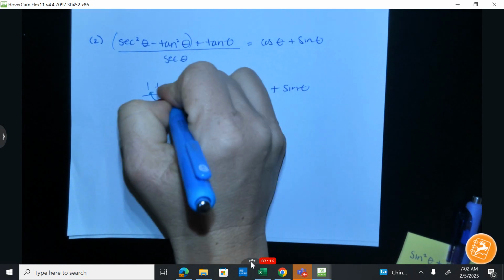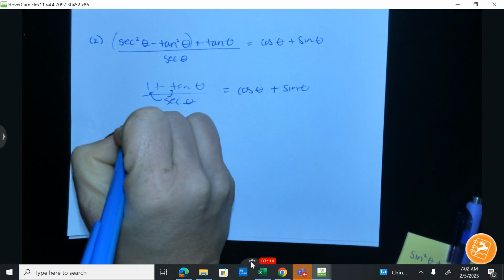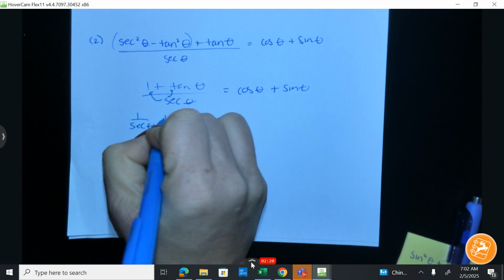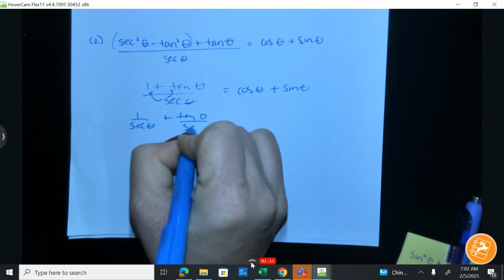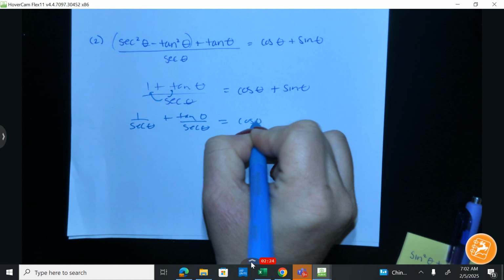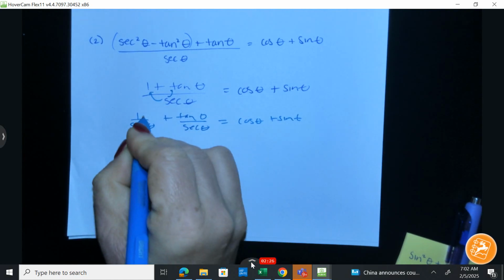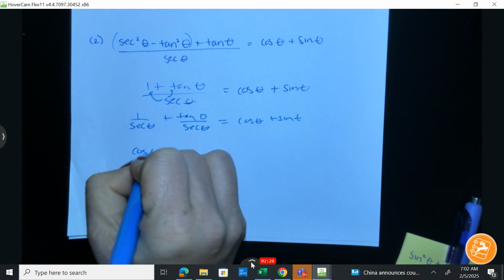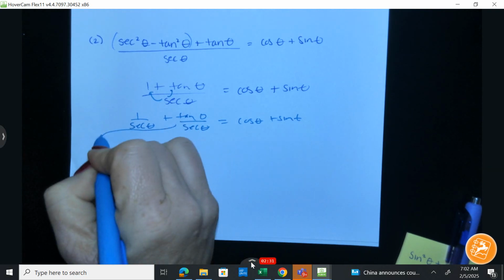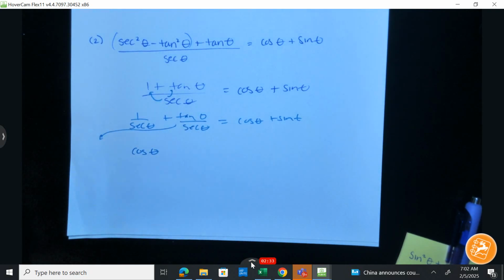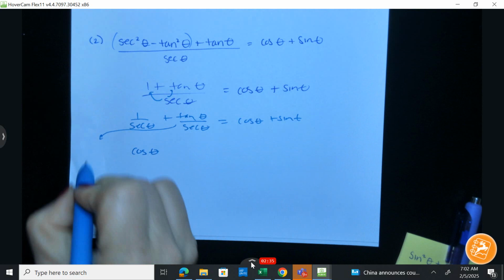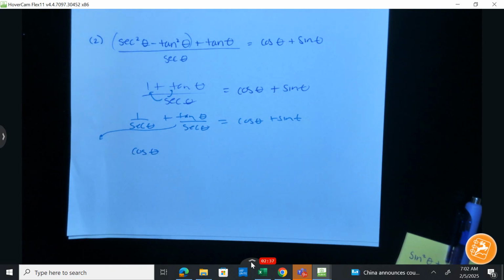I'm going to share the secant with both the left and the right sides of the addition sign, so 1 over the secant of theta plus tangent over secant of theta. 1 over secant is the same as cosine. Now I'm going to come off to the side here, and I'm going to simplify tangent of theta divided by secant. So let me do that off to the side, and I'm going to do it horizontally.